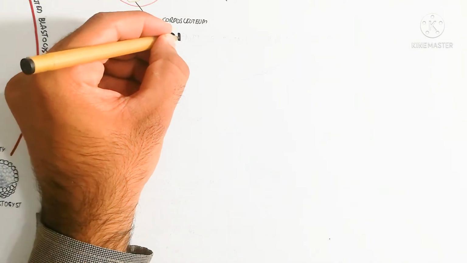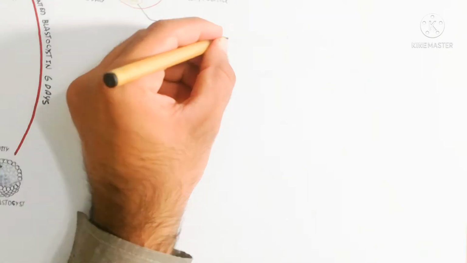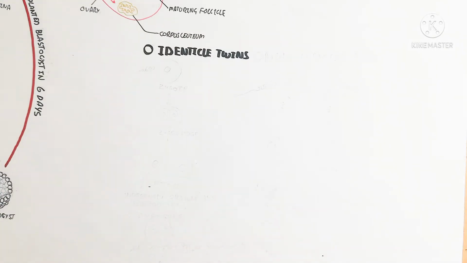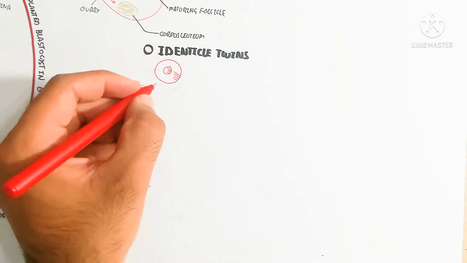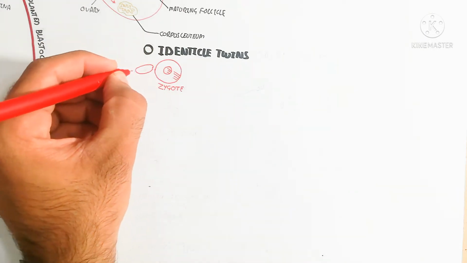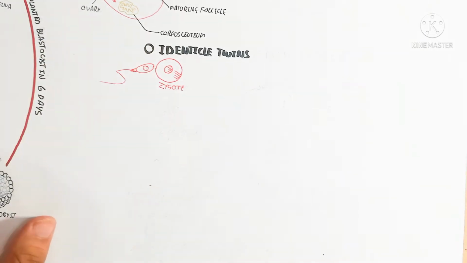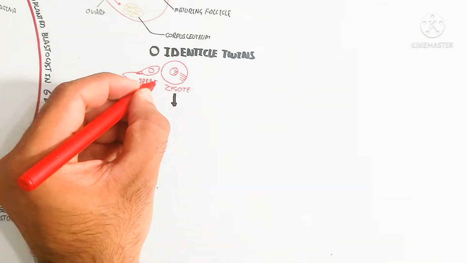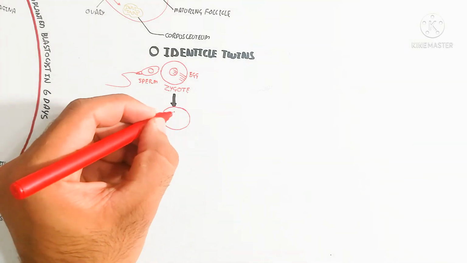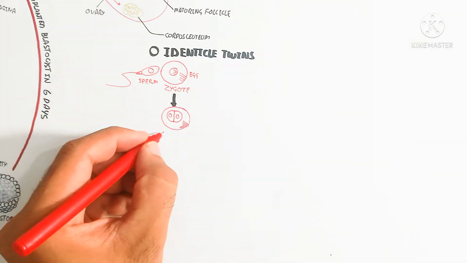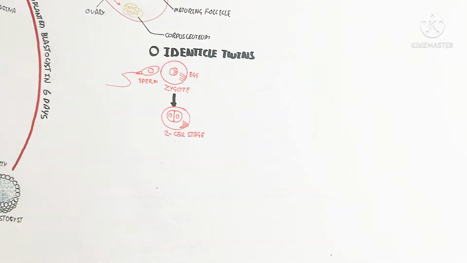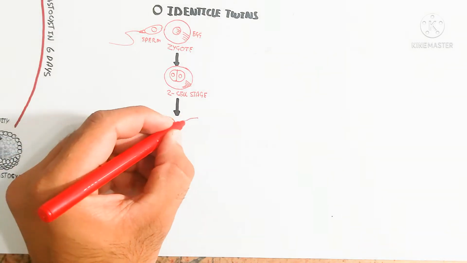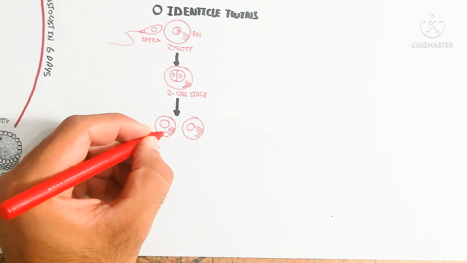Here you can see the identical twins and non-identical twins. If we discuss identical twins, after gastrulation formation, we will understand from this. Identical twins mean the two babies are the same as each other genetically and phenotypically.